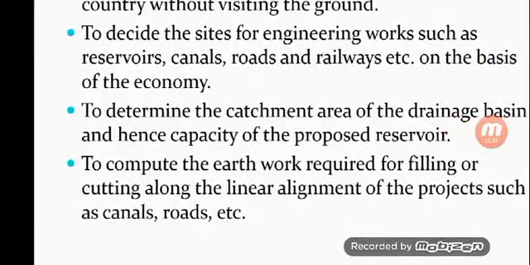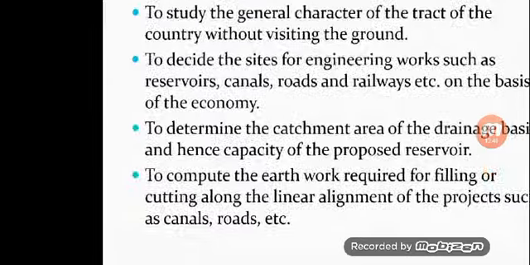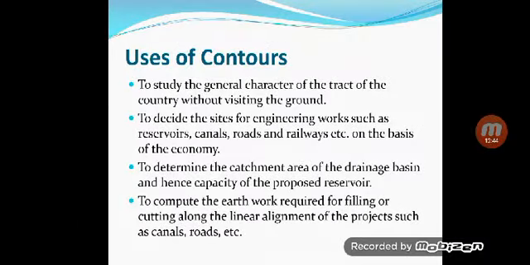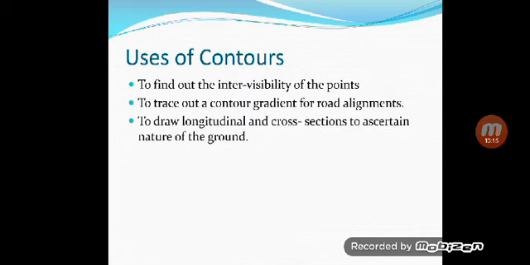After that, to determine the catchment area of the drainage basin and the capacity of the proposed reservoir. Suppose a reservoir has to be built, what will be the capacity of the proposed reservoir, that is determined by the contour survey. After that, it computes the earthwork, how much earthwork is required for filling and cutting along the linear alignment of the project such as canals and roads. If the roads are to be built, how much earthwork is required, that is computed by the contour lines.